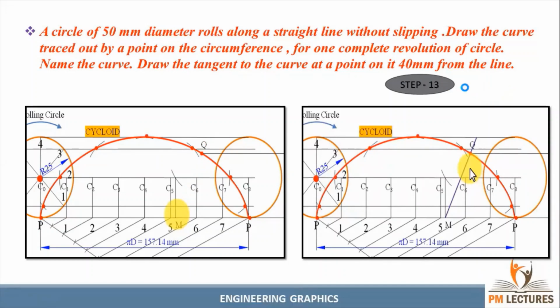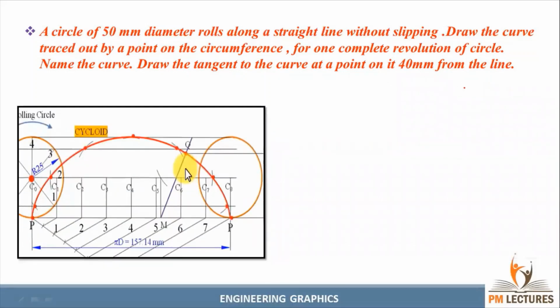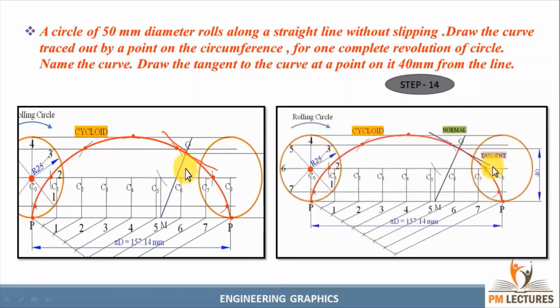Okay, so after that we need to draw a tangent line. See here, that will pass over the curve, not inside the curve, like this. Okay, that's all, guys. You can understand easily. So this is the construction for the cycloid curve. So thank you guys. We can see you in the next video.